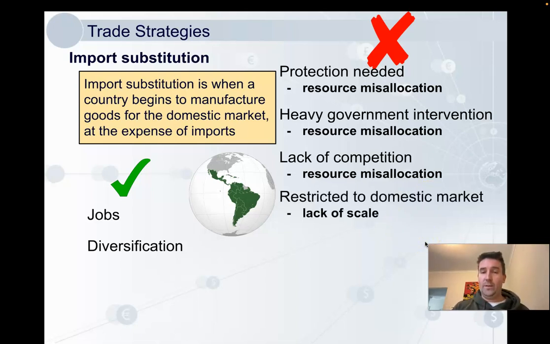And another problem with this strategy is that it's restricted to a domestic market. So what you are producing now is only really designed to be sold within that domestic market. And in these developing countries, the domestic market for goods isn't that big. So it prevents these firms growing to a scale sufficient enough to become efficient.